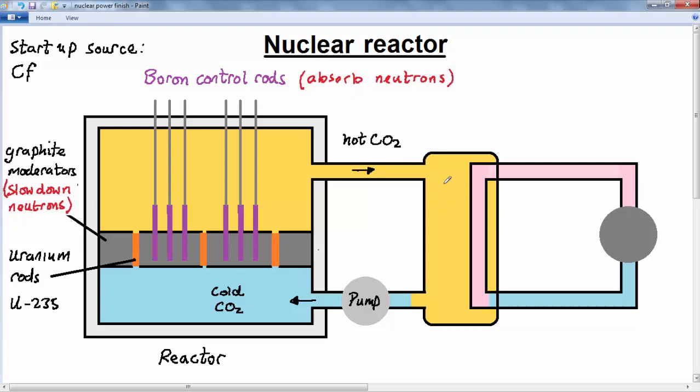Okay, and in the heat exchanger, heat from the carbon dioxide is then transferred to water. So you've got cold water flowing around this system, which is being transformed into steam in the heat exchanger, which will then power a turbine. And the turbine, as in a conventional coal or oil or gas-fired power station, will then drive an alternator which will produce electricity.